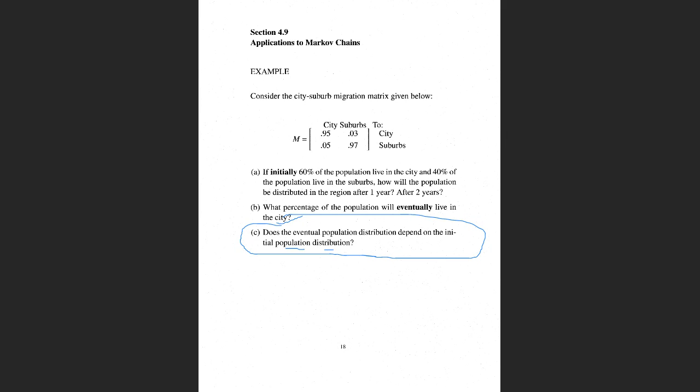Or for instance, if you started out with 80% of people living in the city and 20% living in the suburbs, eventually, after many years, would it still be that 37.5% of people live in the city and 62.5% live in the suburbs? Would that final result still be the same? Does the initial population distribution affect the final result? What do you think? What do your instincts tell you?